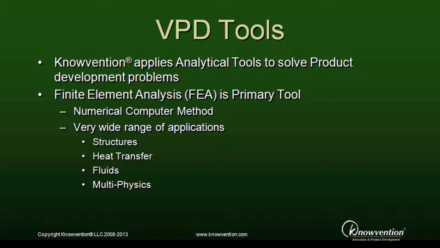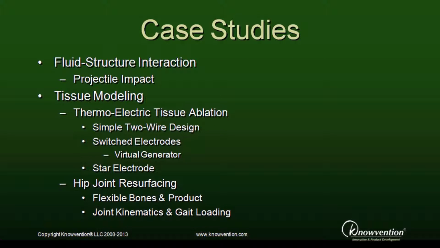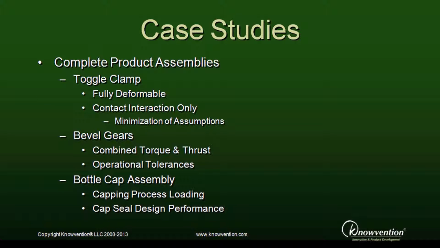and others. We will run through some case studies involving the use of FEA for virtual product development. We will review fluid structure interaction with a projectile impact model. We will study tissue modeling involving radiofrequency thermoelectric ablation with 3 different product designs, and hip joint resurfacing structural modeling, including deformable bodies, joint kinematics, and gait loading. We will also demonstrate the ability to model complete product assemblies and their manufacturing processes. These models include a toggle clamp mechanism, a bevel gear train, and a bottle capping process.